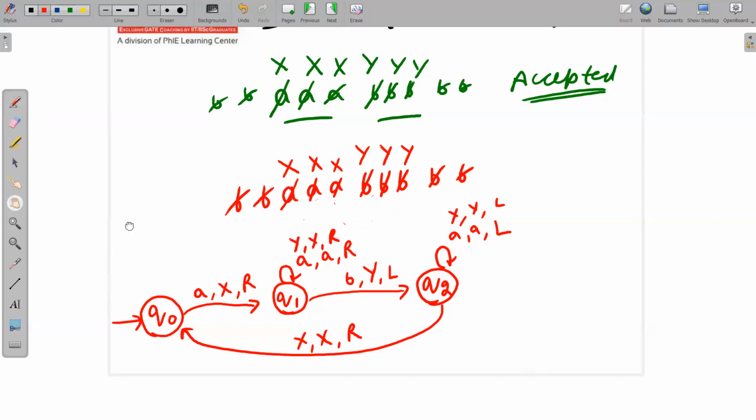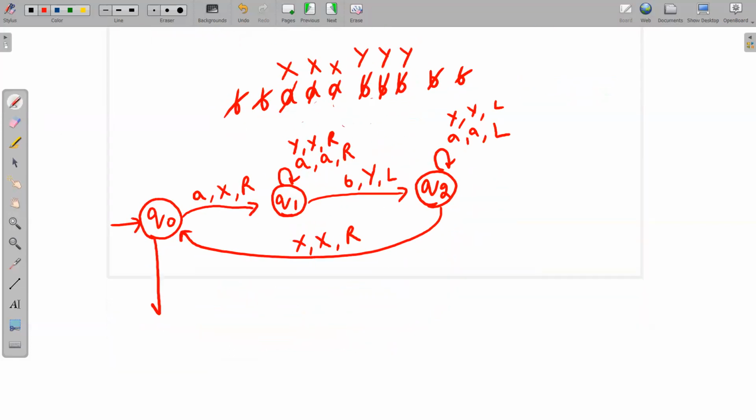As soon as Q0 reads the Y, Y will remain Y and it will move towards the right, and the state is Q3. Now Q3 will have only one thing, that means it will read Y, Y will remain Y and it will keep on moving to the right.